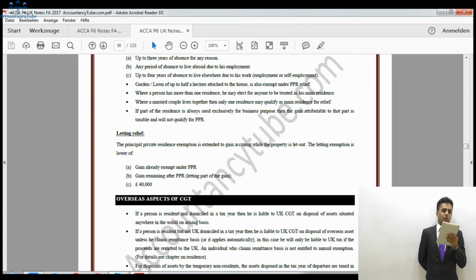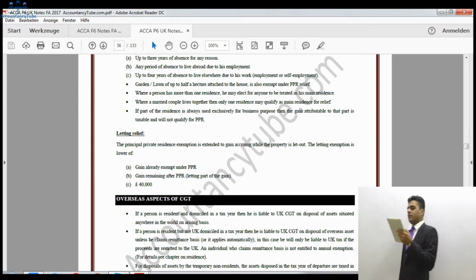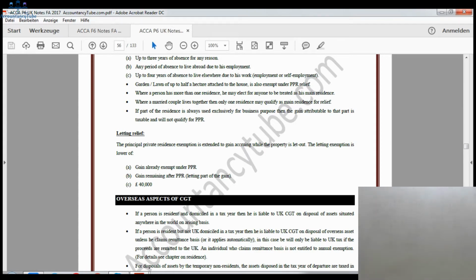Now, where a person has more than one residence, if I have one residence in London and another in Liverpool, then in that case I will have to elect any one of them as my main residence. He may elect for any one to be treated as his main residence. Where a married couple live together, only one residence may qualify for relief. So if we have a married couple and two properties, we will have to elect only one of them to qualify under PPR.